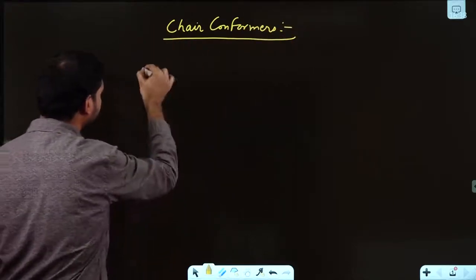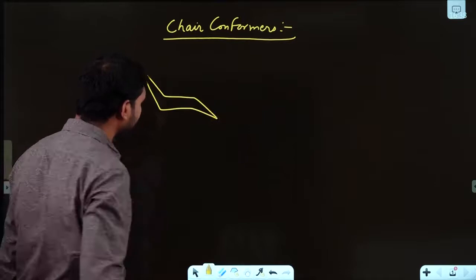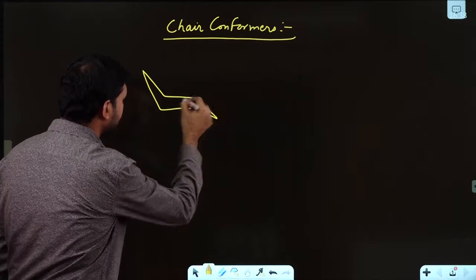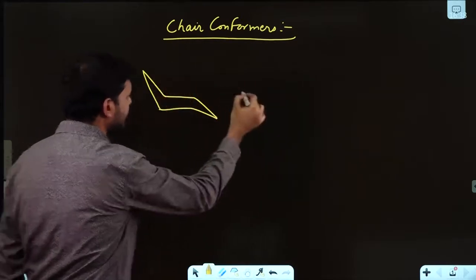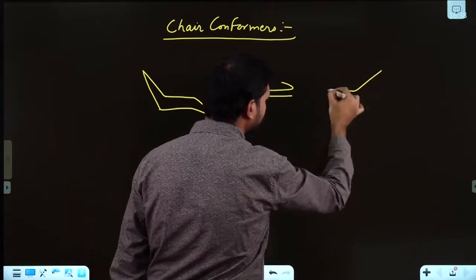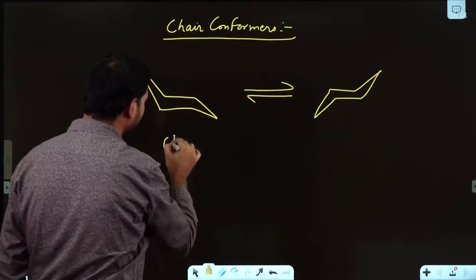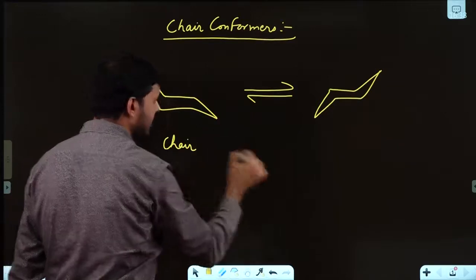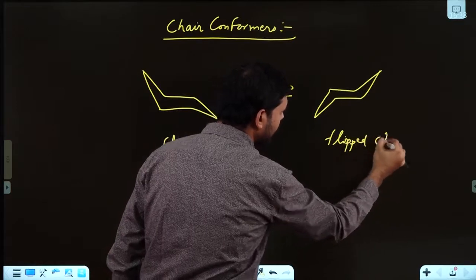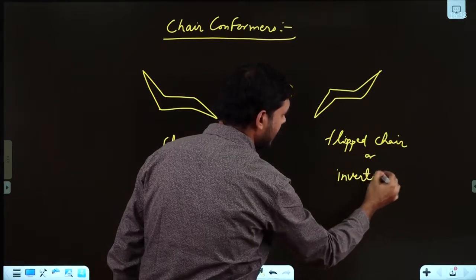Chair conformers. We have seen this chair conformer of cyclohexane, with these 6 carbon atoms, which upon flipping converts into, if I am saying this as chair, then this will be called your flipped chair or inverted chair.